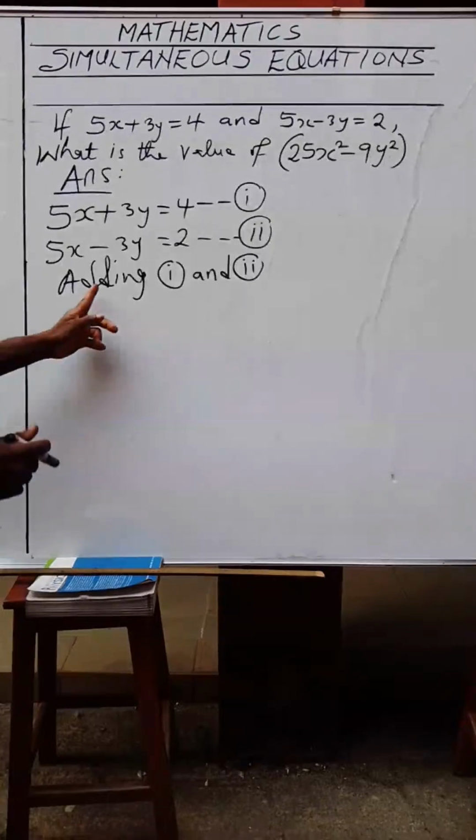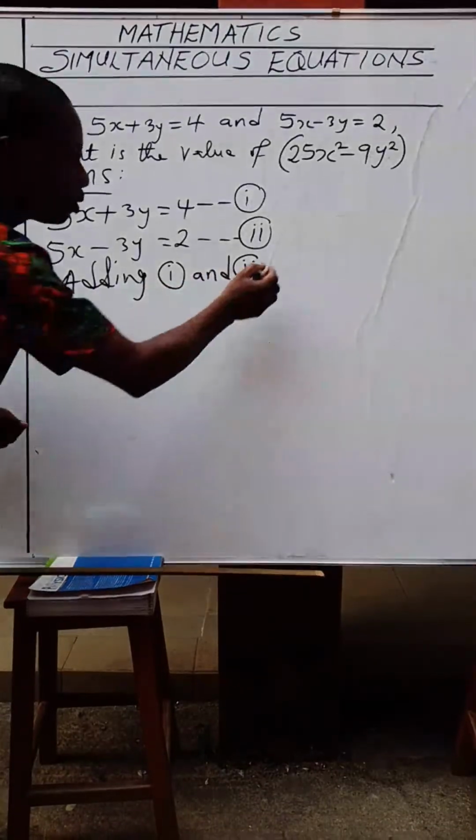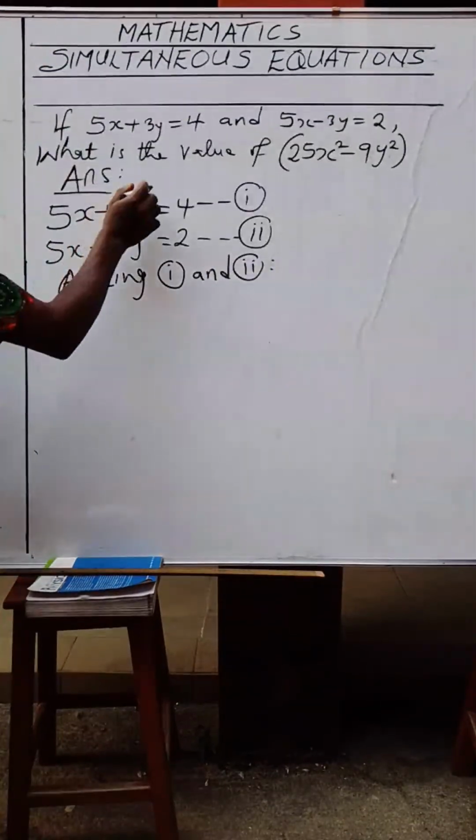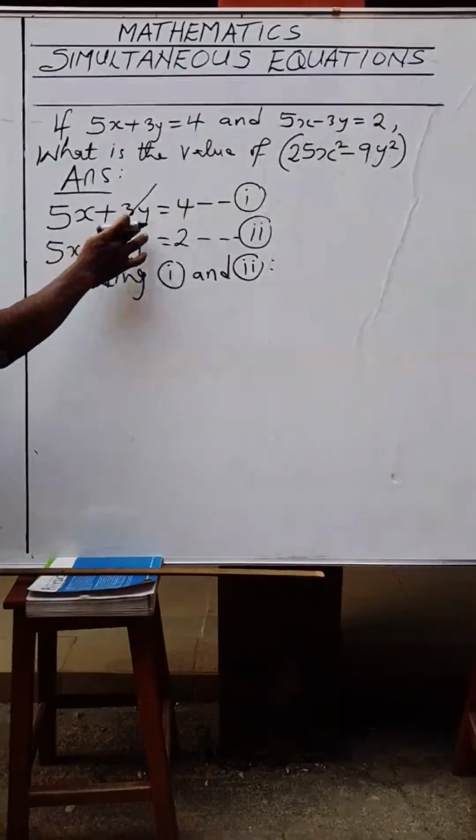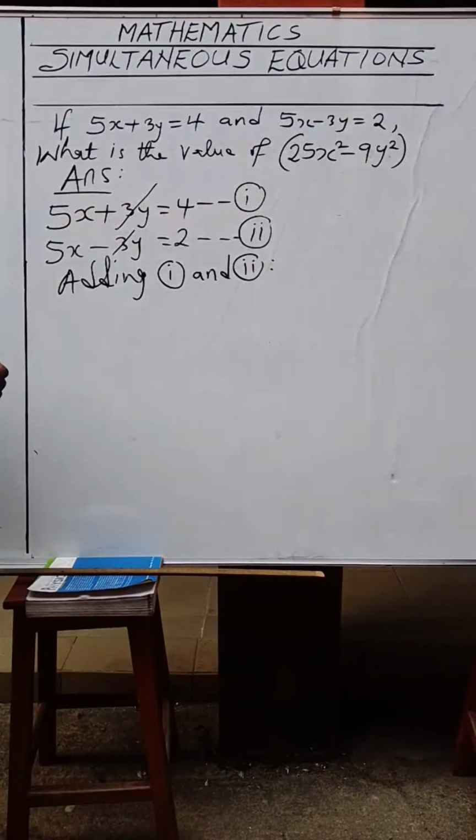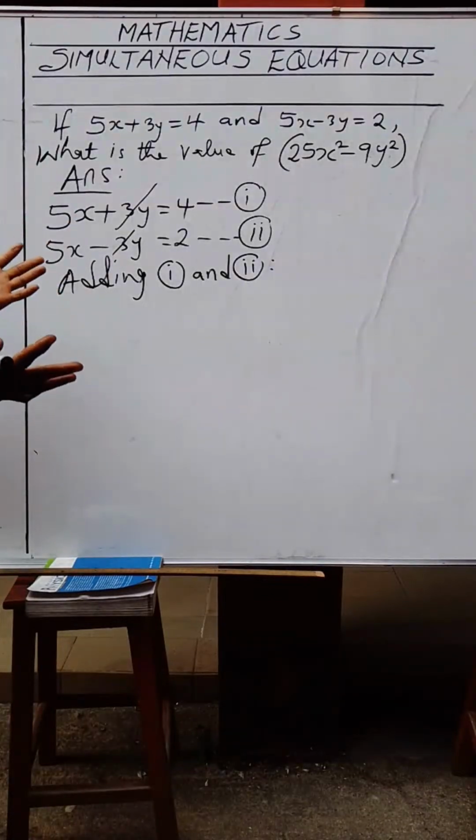Yes, we are going to add 1 and 2. When we add 1 and 2, what happens? These two will cancel, right? This one will go. That is the tactic. That's the tactics. You don't need to subtract.